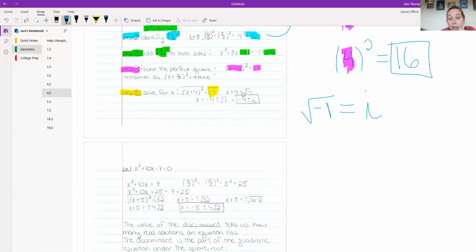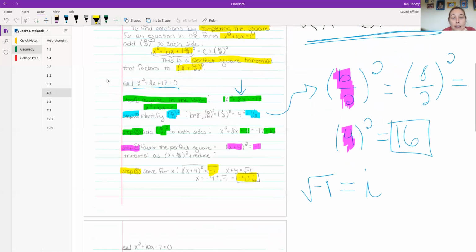Then we subtract 4 from both sides. So x equals negative 4 plus or minus the square root of negative 1. We know that the square root of negative 1 is i. So we just replace that at the end. So we've got negative 4 plus or minus i.